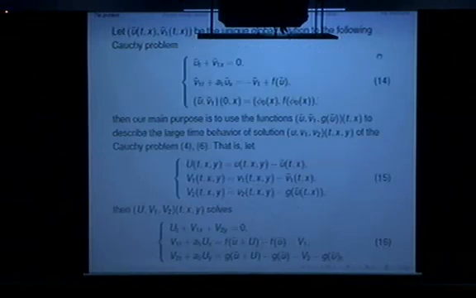Now ū and v̄₁ are the unique global solutions to the following Cauchy problem. This is, for example, the one-dimensional version of our original problem. In fact, this was proved by Professor Matsumura and Nishihara in 1996 or so: for this kind of Cauchy problem, if A satisfies some sub-characteristic conditions, which I will mention below, then this problem has a unique global solution.